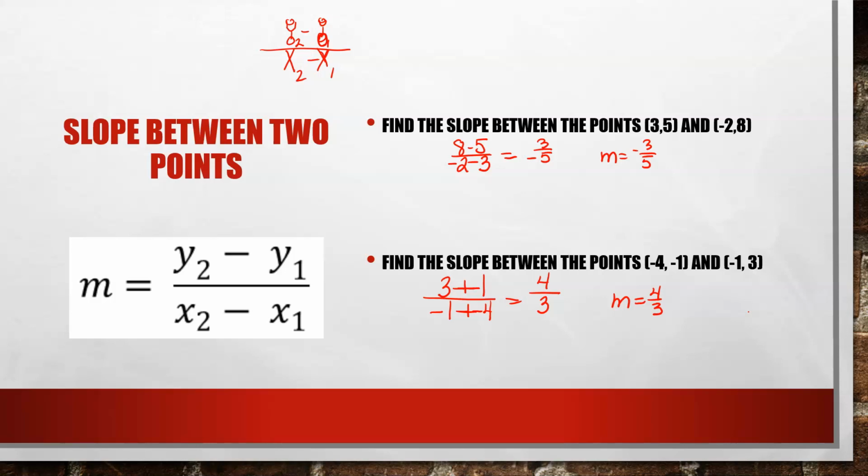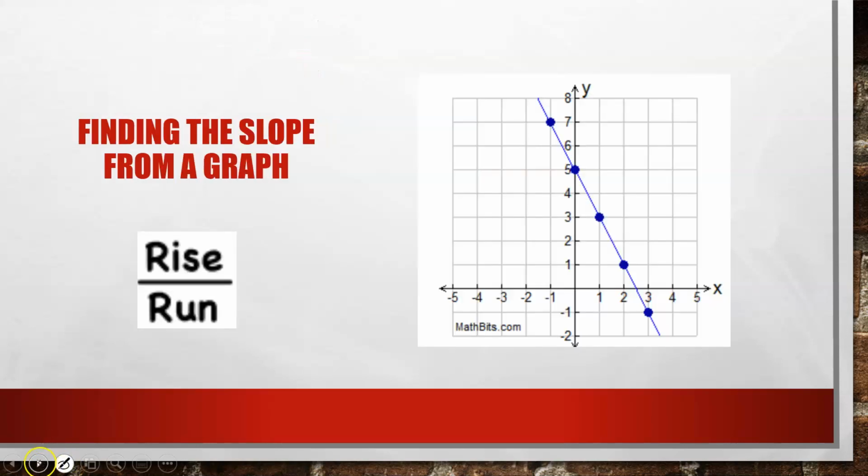Okay. So also from last year, you should remember that slope is also the rise over the run. So to find the slope of this line, I'm going to make a triangle. I'm going to go from left to right. So the rise is down. So I'm going to have -2 over 1. So my slope is -2. Just a review from last year.